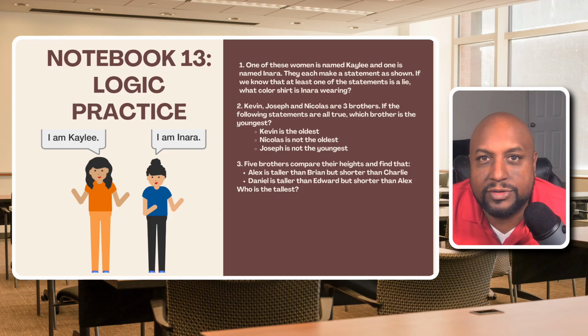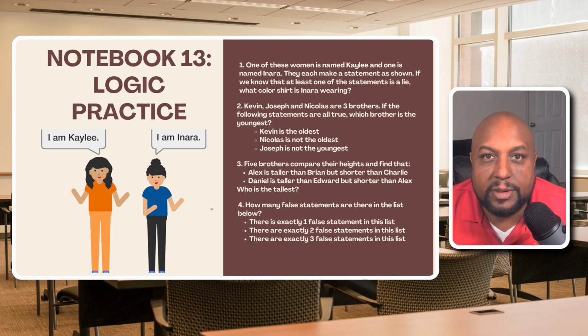Number 3, 5 brothers compare their heights and find that Alex is taller than Brian, but shorter than Charlie. And then Daniel is taller than Edward, but shorter than Alex. So the question is, who's the tallest? Figure out who the 5 brothers are. You have 5 names there. Who are the 5 brothers? And then who is the tallest one? All right, here's number 4.